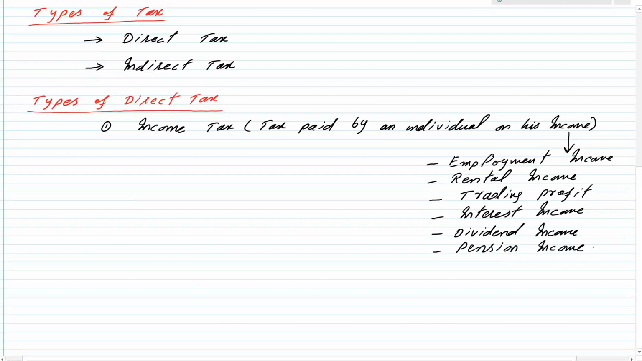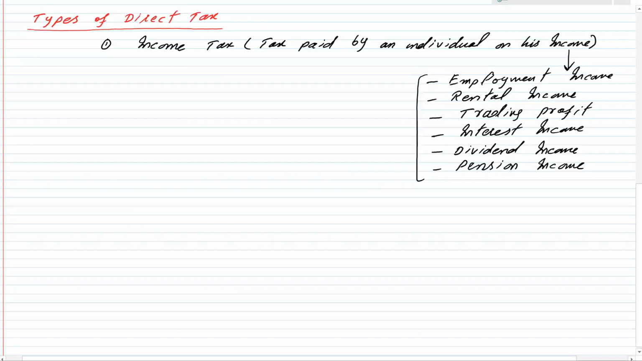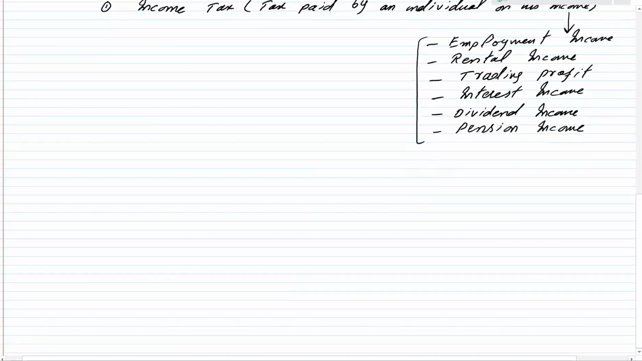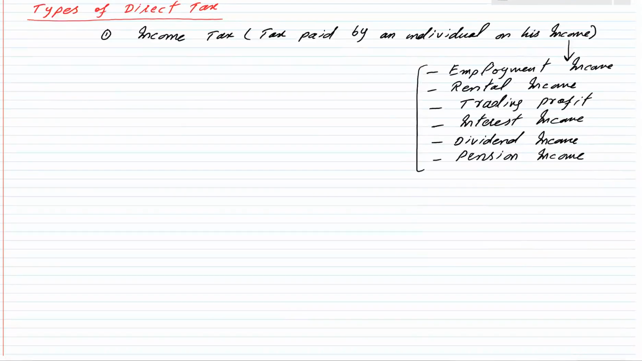So these are the different types of incomes which an individual may have, and the individual will add all these incomes for the year, and is going to pay income tax on the total of these incomes. We will discuss how to calculate each type of income later on in our syllabus. So the very first type of direct tax is called income tax, and this is paid by individuals on their income.